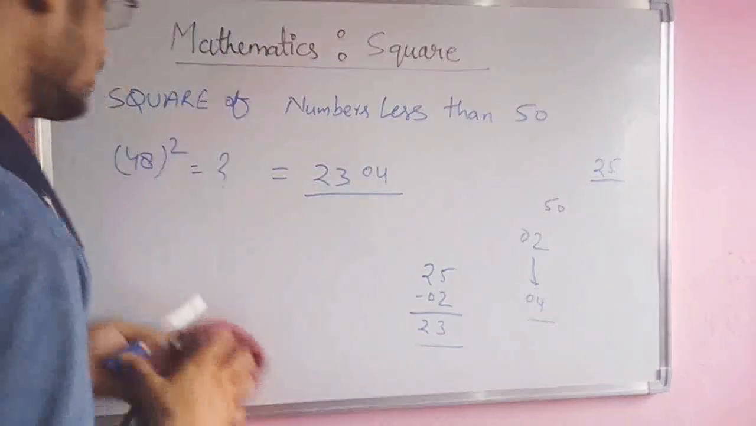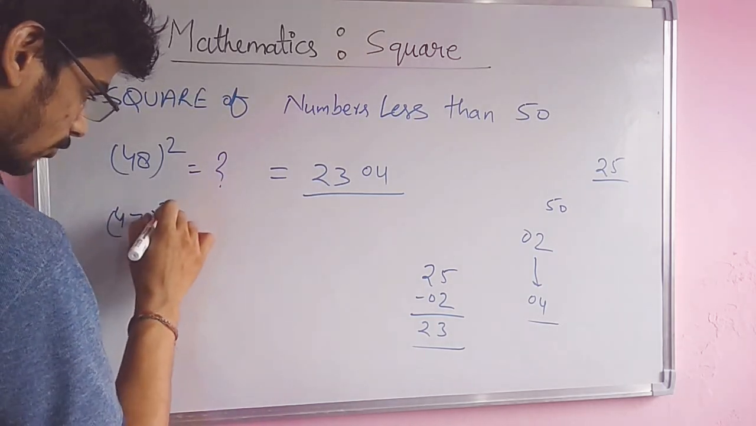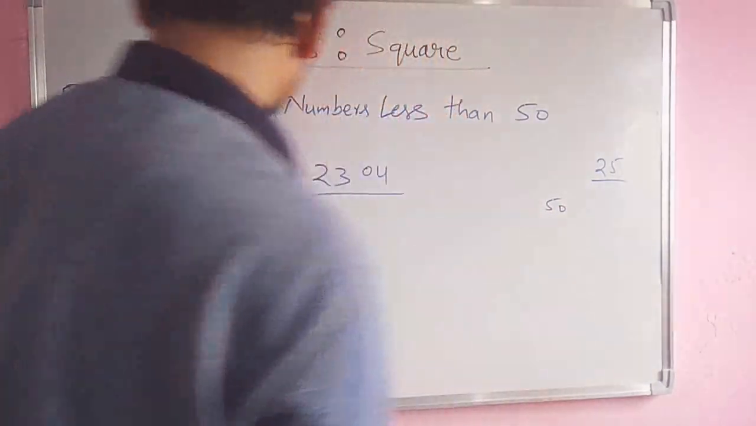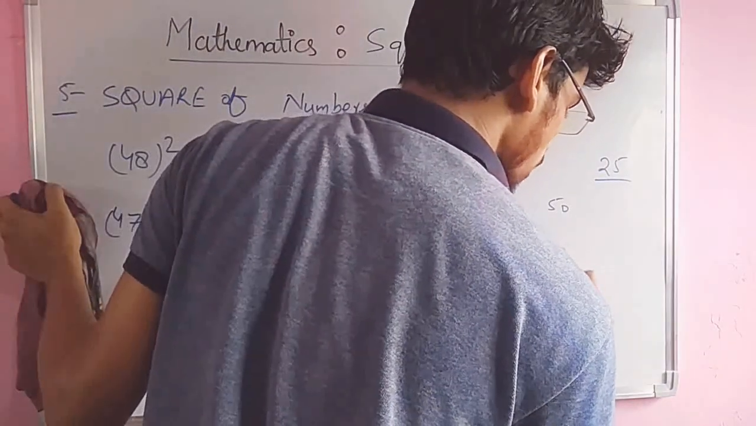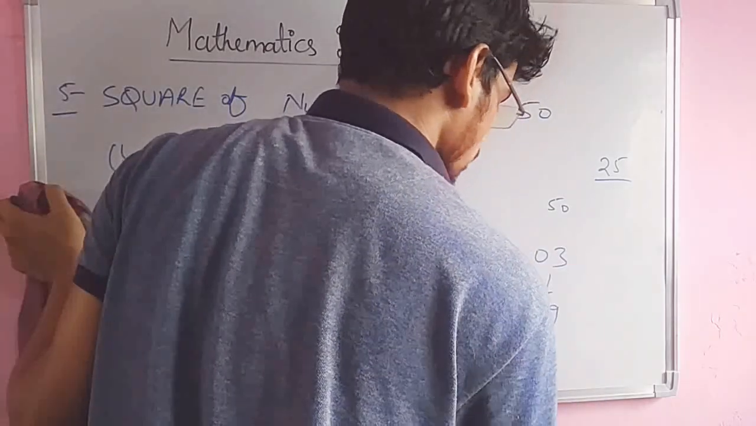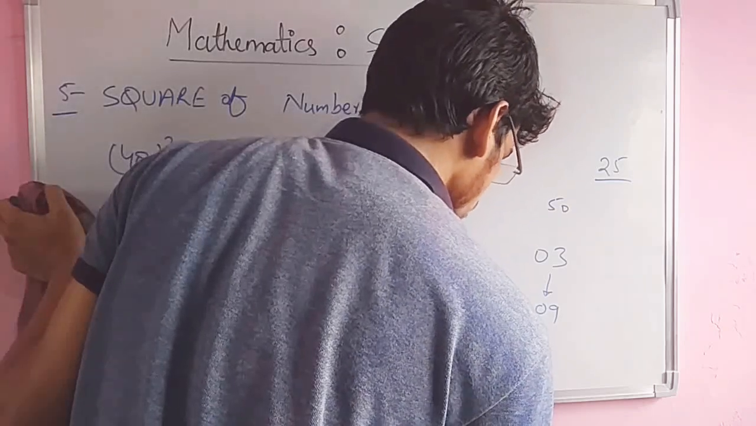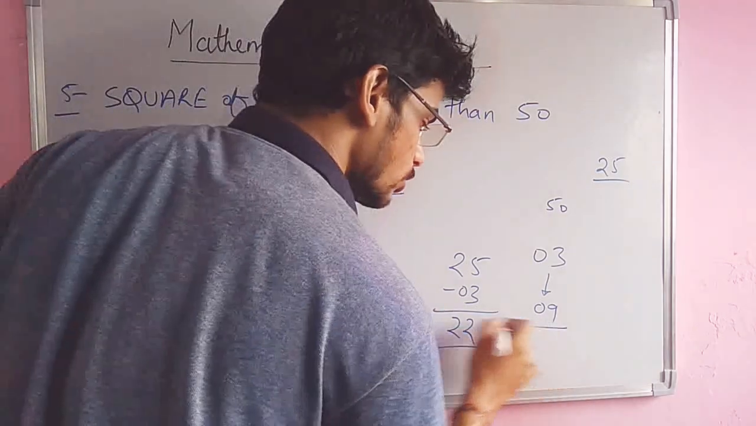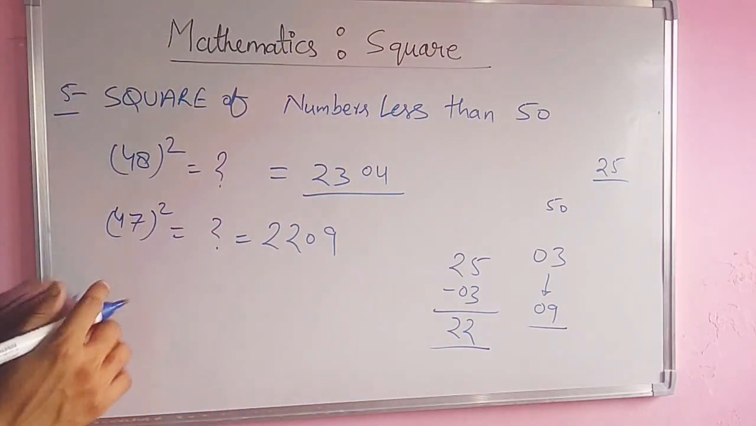Next, if we want to calculate the square of 47, here how much is it less than 50? That is by 3. Calculate the square of this number, that is 9. Now the lesser value is subtracted from the golden number, that is 25, giving 22. Now combine the digits. 2209 is the calculated square of 47.